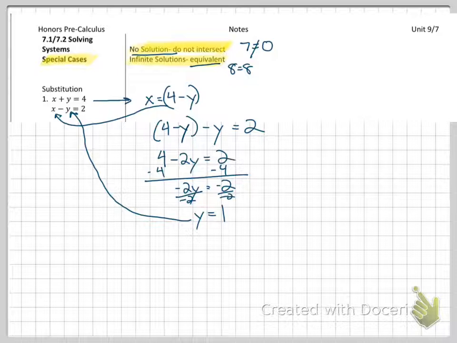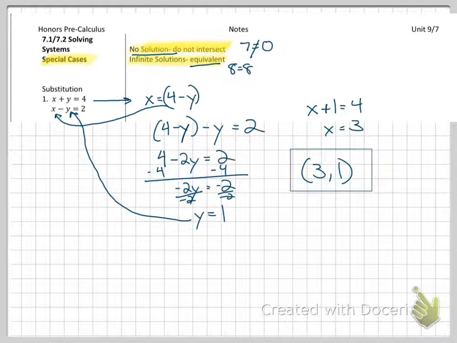I'm actually going to use the top equation because I prefer plus. x plus 1 equals 4. And then subtract to solve for x. And then finally, don't forget you always write your solution as a point. We just found the point of intersection. So I write my answer as a point, (3, 1).